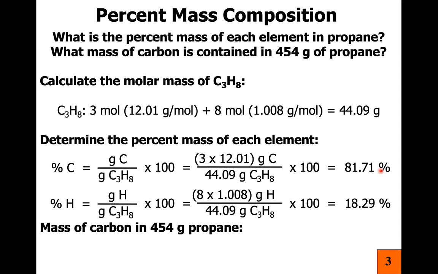Next, we'll see what we can do with these numbers. And so if we are told that we have a certain sample of propane that weighs 454 grams, we're now going to use this number that we just generated. We know that for every 100 grams of propane, it contains 81.71 grams of carbon from the definition. And so now the grams of propane are going to cancel, and this tells us that 371 grams of that 454 gram sample come from carbon.